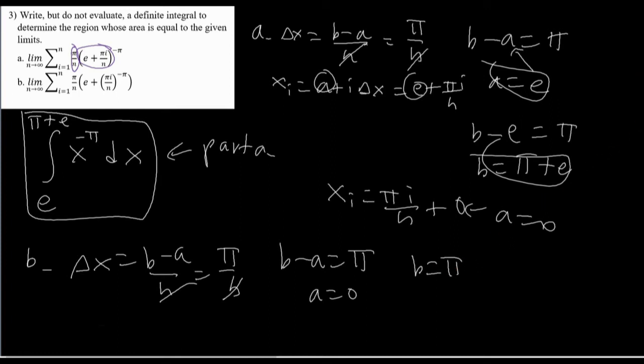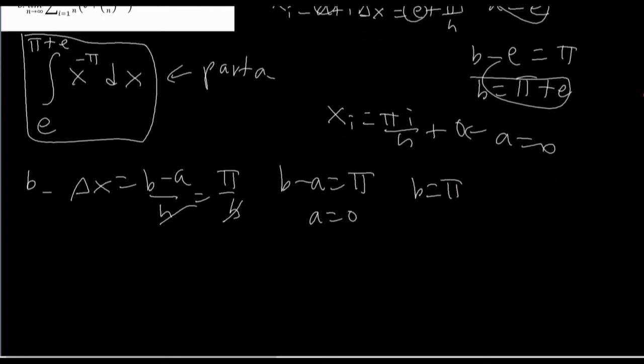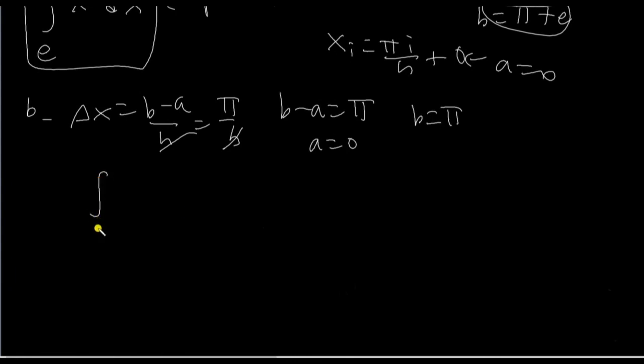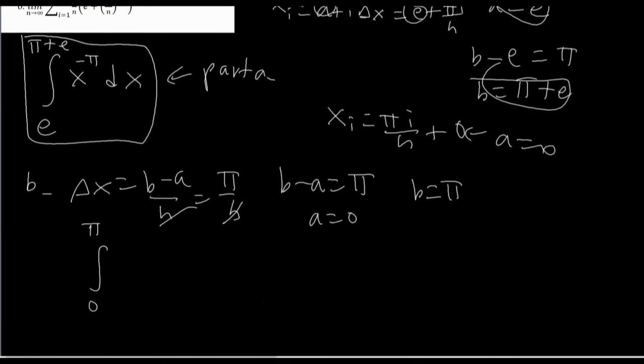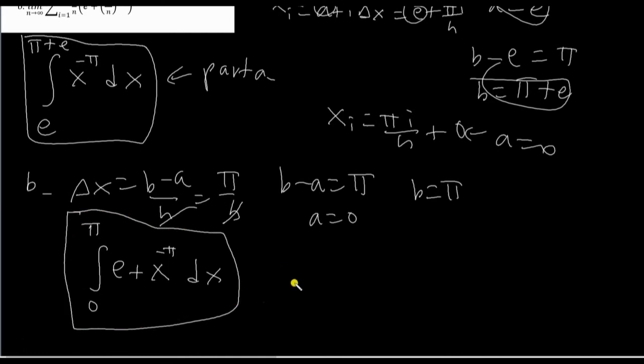So that means in our definite integral, so let's go down, there we go. The integral is going to go from 0 to pi, and then going up, our function is just e plus something x to the negative pi power, and then to show the dx. So that is our answer for part B.